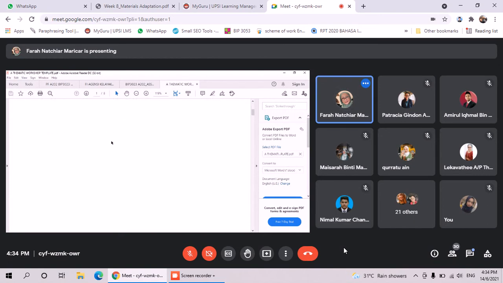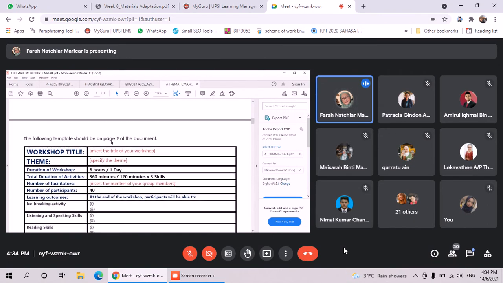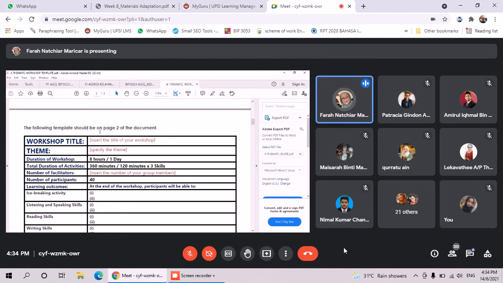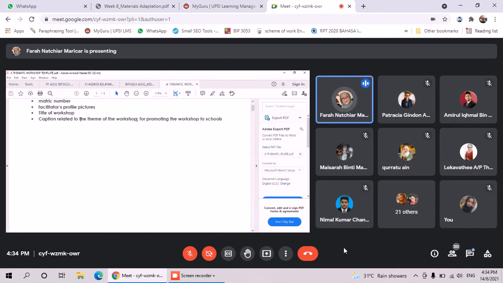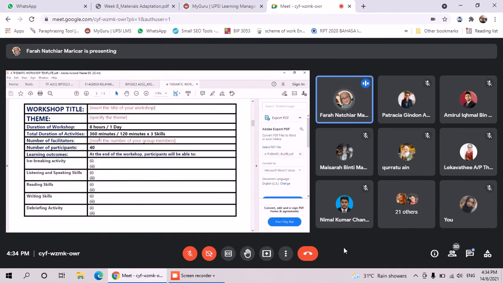Okay, this is the template. The following template should be on page 2. That means cover is page 1, no page number. And then this is page 2. In page 2, I've already filled this in for you. So you just have to fill in the details.